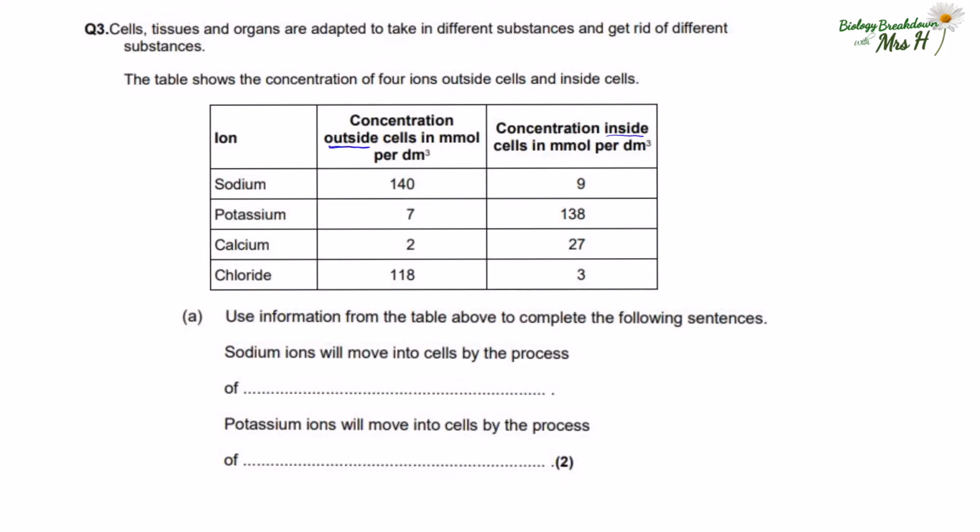This is not about water molecules now. We're talking about sodium ions, and they are moving from a higher concentration to a lower sodium ion concentration, and this is diffusion. Potassium ions will move into the cells by the process of, well, these are moving from a low potassium ion concentration to a higher potassium ion concentration. So this is active transport. These potassium ions are moving against their concentration gradient.